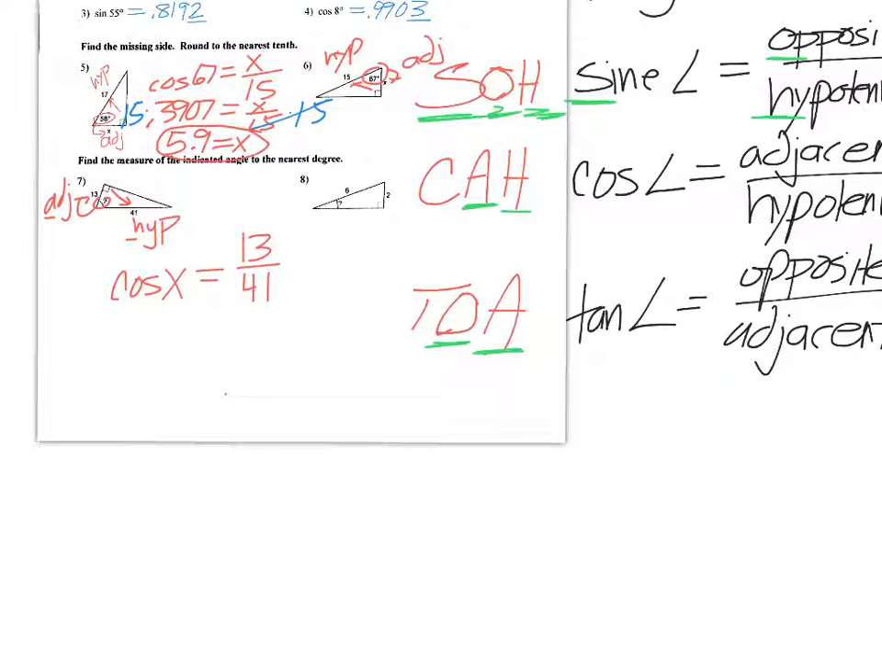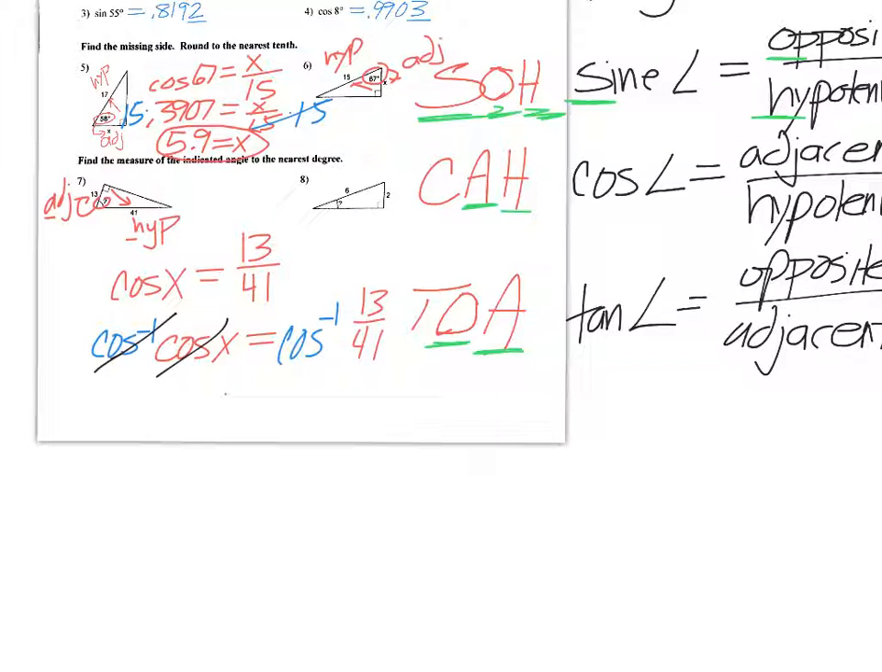So now, since I'm trying to find the angle, I've got to get rid of this cosine. And here's how you do this. Just like when you're solving a basic equation, if you have 5 times x, to get rid of it, you divide. You do the opposite. Well, the opposite of cosine is what's called inverse cosine. And this is an actual part of your calculator. So I do inverse cosine on both sides. I do inverse cosine of 13 over 41. Now what's going to happen on the left side is these are going to cancel each other out.